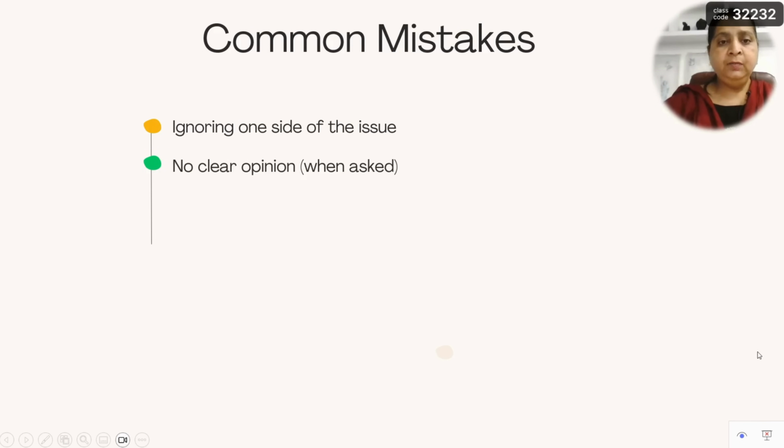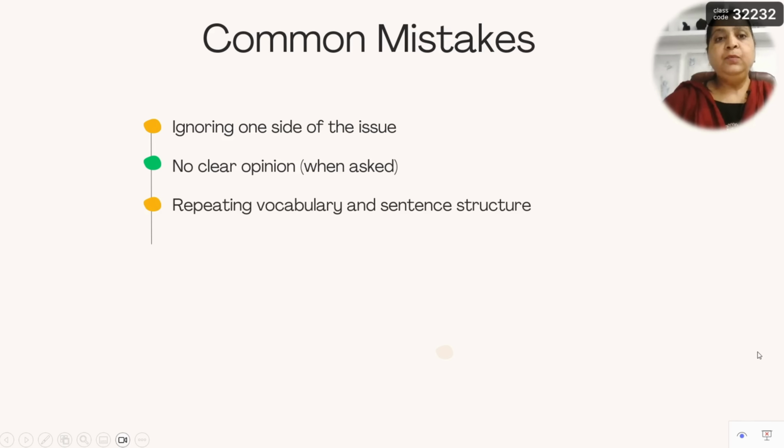No clear opinion when asked. If the question asks you to give your opinion, you have to mention your opinion. Other mistakes are repeating vocabulary or sentence structure, and giving a weak conclusion or unclear summary. The conclusion should be very clear. Your summary should be very clear. Your opinion should be very clear. It should not be smudged at all.